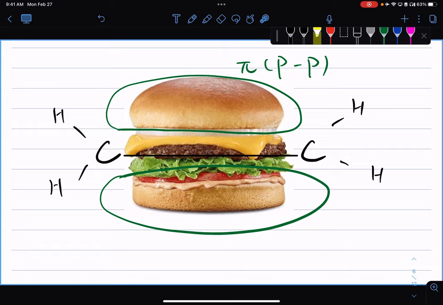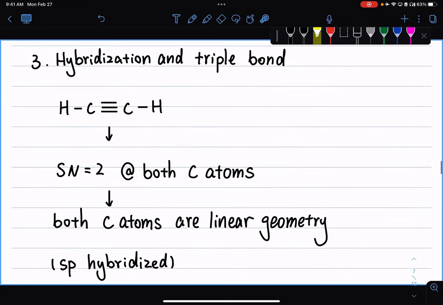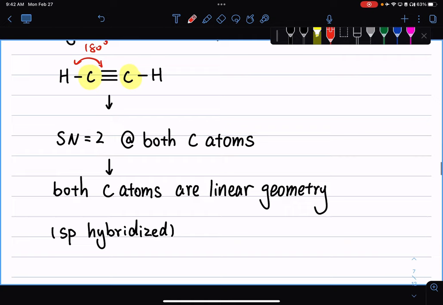So following up, let's look at the triple bond. Here for the triple bond, again, looking at your carbon center, we have steric number equal to 2, which means the bond angle is about 180 degrees. And both of your carbon centers are sp hybridized.